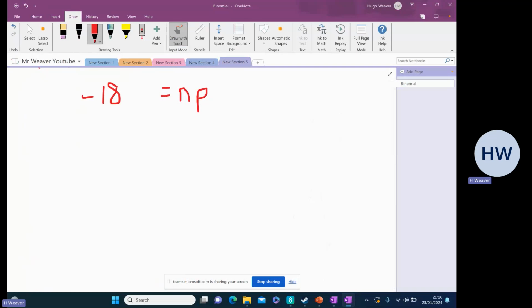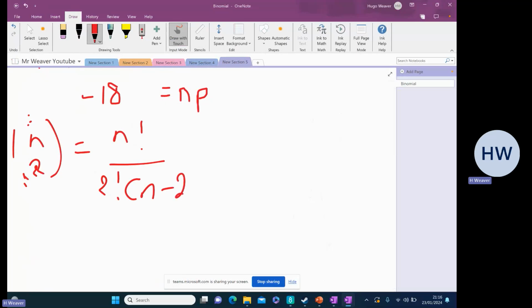So it's going to be n choose 2. God, that's a terrible 2, but we run with it. Okay, so n choose 2. Now with that, what you essentially have is n factorial over 2 factorial and then n minus 2 factorial.